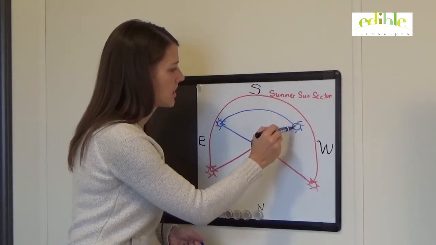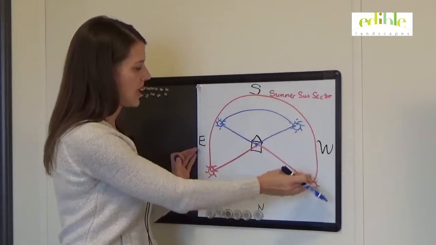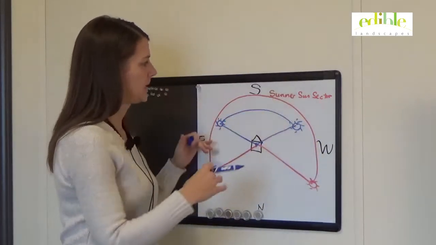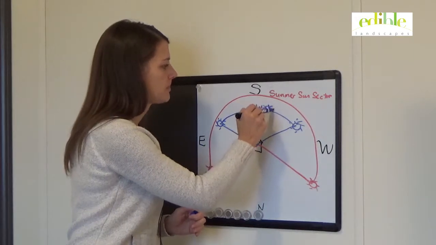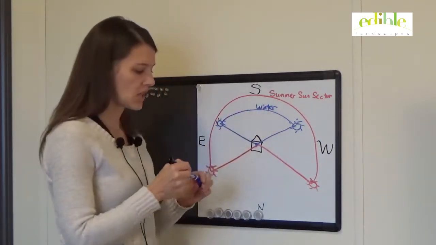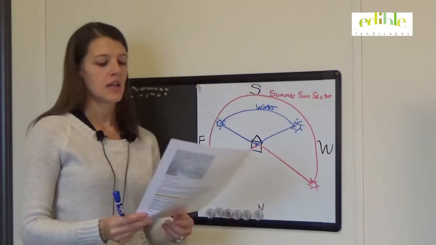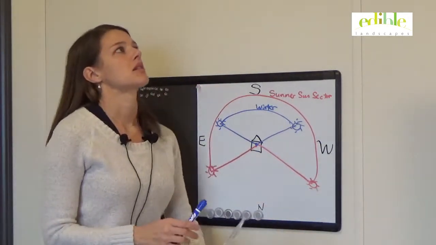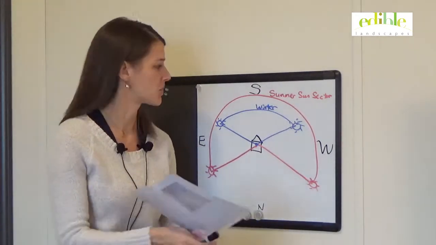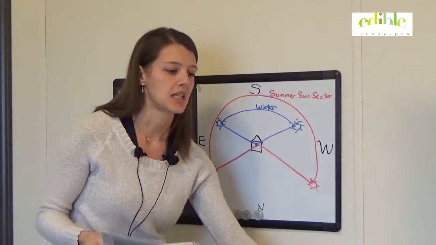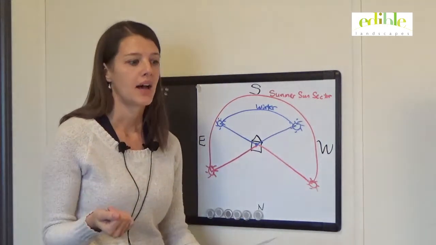Just keep in mind that we're going to have a lot more sun shining in all different places in the summertime and a lot less in the winter. So this is just the consideration of the sun sector alone. The time when these maximum and minimum sun angles are most important is especially when you're designing things like the overhang on your house.